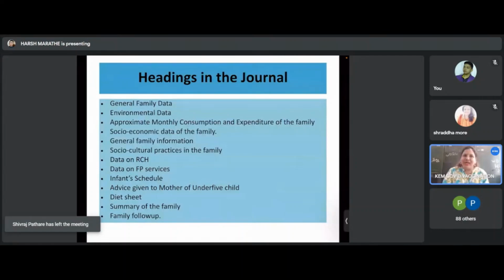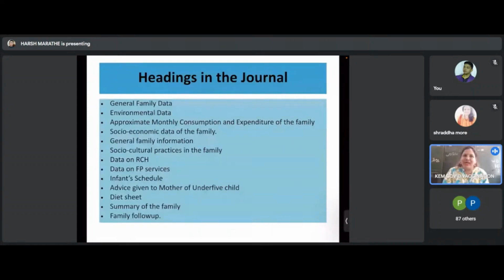Then data on reproductive and child health: the obstetric history, the infant's history, the data on the family planning services, the infant schedule. Now, it may so happen that you are allotted a family and there is no infant or no pregnant woman there. So it's fine, you have to just keep that part empty. But then you can always ask your colleague who has a family with an infant or a pregnant ANC mother, and understand during the classroom discussion or the discussion in the community.